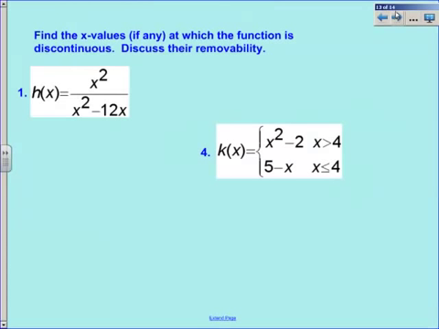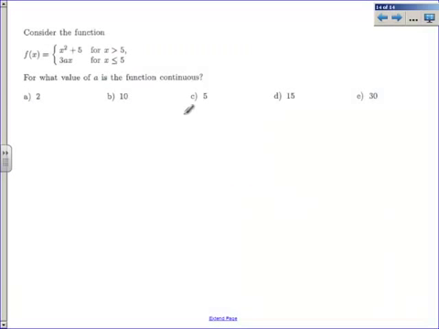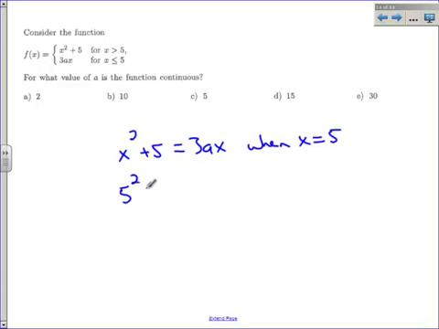Okay, so I think we've seen enough examples like that. So let's go for the last question here, and that is for this function, for what value of a is the function continuous? I've got a piecewise function. For this to be continuous, I need x squared plus 5 to have the same y value that 3ax does when x equals 5. It's because that's the break point. So I'm going to plug in 5 for x, and if I plug in 5 for x, I get that 30 is equal to 15a. And so that a value would have to be 2. And that's the answer to that.